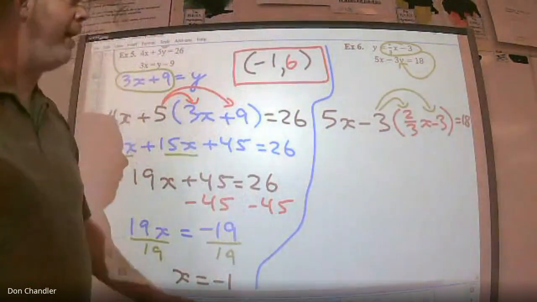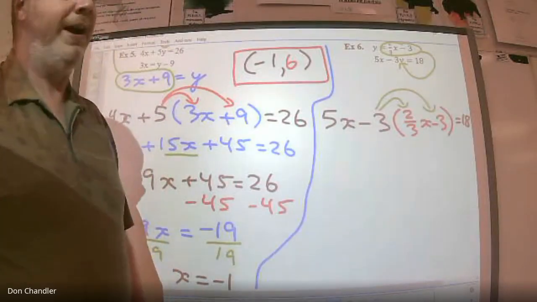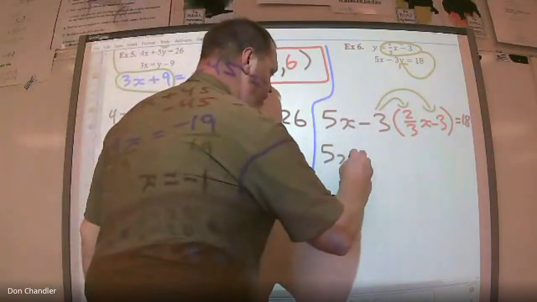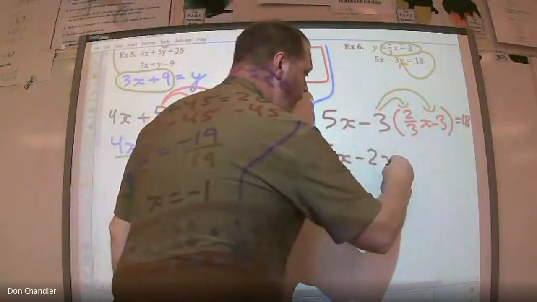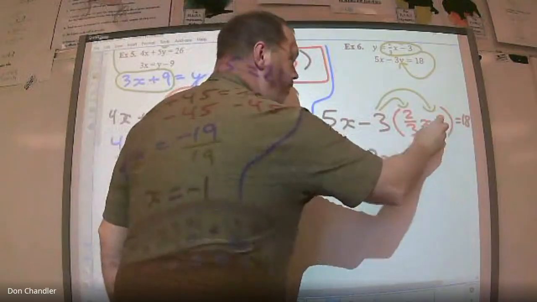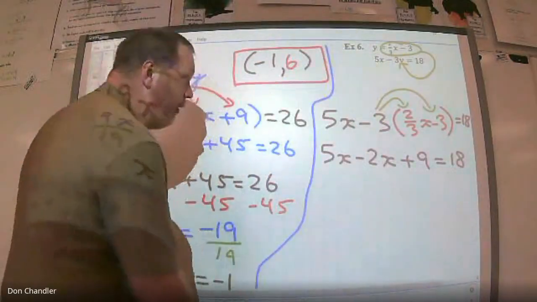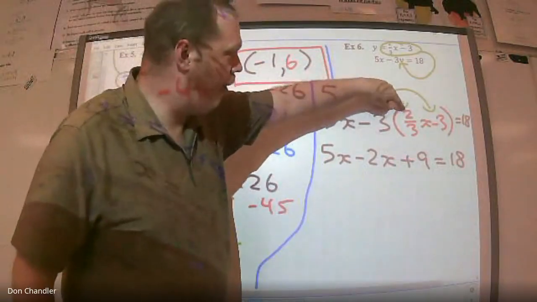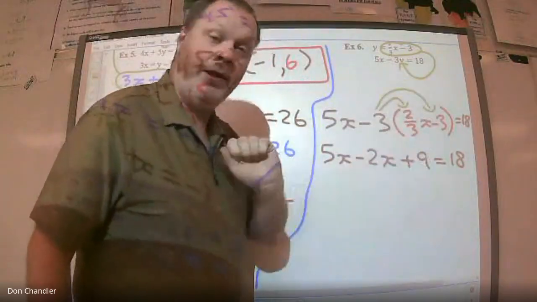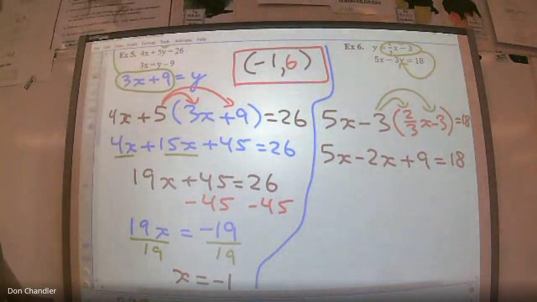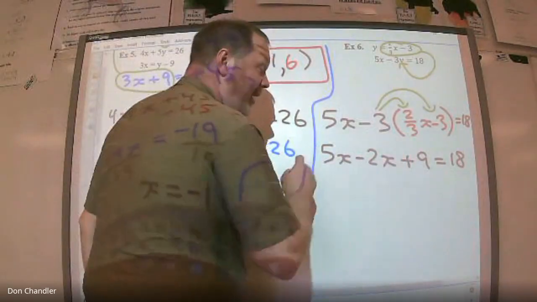But when you fire this 3 into this bracket, it actually gets rid of that fraction quite nicely. 5x. 3 times 2/3, I'm looking at a negative 2x. Negative 3 times negative 3 is a positive 9. Be very careful. A negative times a positive is negative. A negative times a negative is positive. And look at that. And we designed the question this way. A multiplying 3, dividing 3, canceled out.